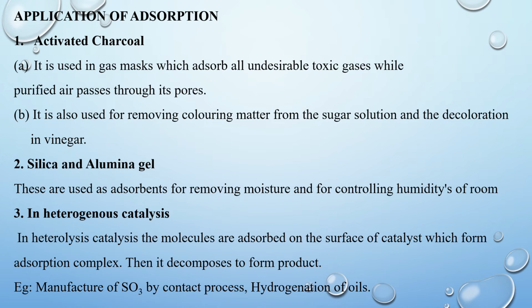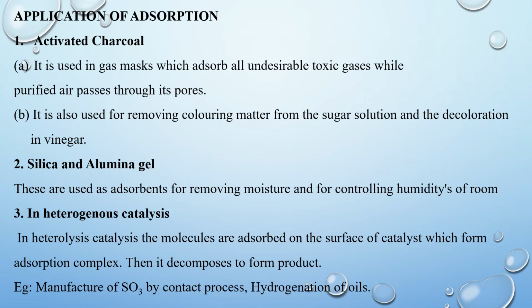Now, applications of adsorption. Activated charcoal is used in gas masks, which adsorb all undesirable toxic gases while purified gas passes through the pores. It is also used for removing coloring matter from sugar solution and for decoloration of vinegar. The second one, silica and alumina gel, is used as an adsorbent for removing moisture and for controlling the humidity of rooms.